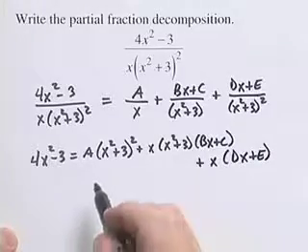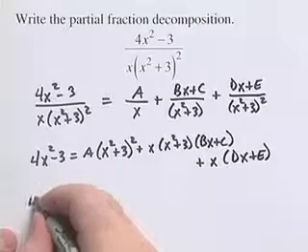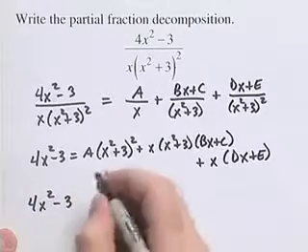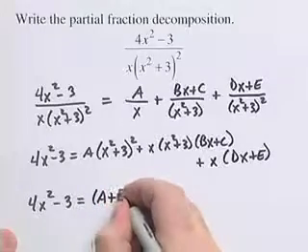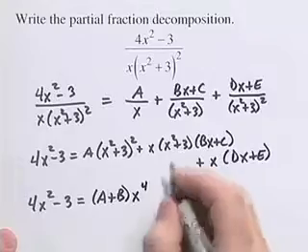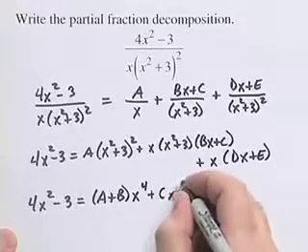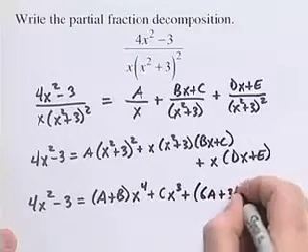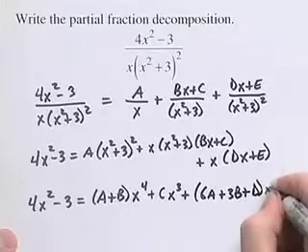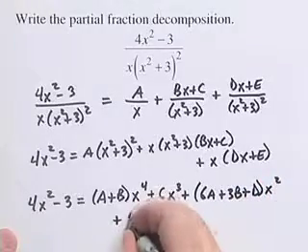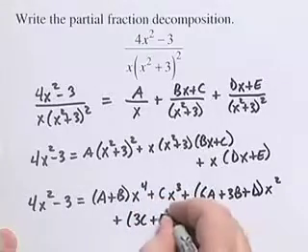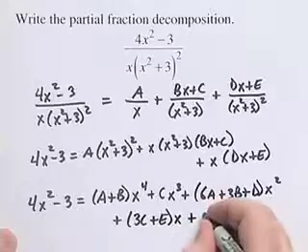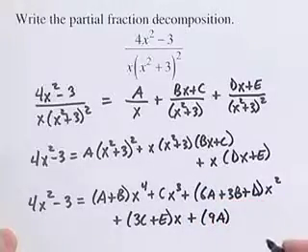Now we need to collect like terms. When we do that, we're going to get an equivalent equation. 4x squared minus 3 is equal to (a plus b) x to the 4th, plus c x cubed, plus (6a plus 3b plus d) times x squared, plus (3c plus e) times x, and plus 9a, which would be our constant. Using the equation we've just written, we're going to equate the coefficients on either side of the equation to get a system of equations.